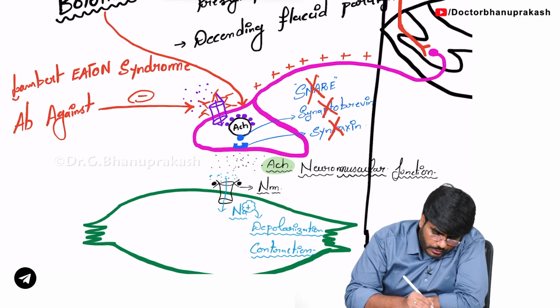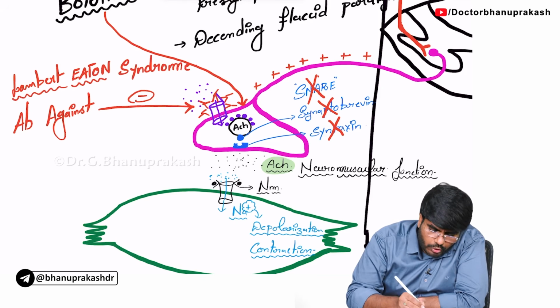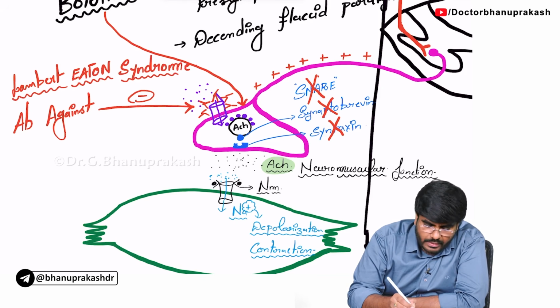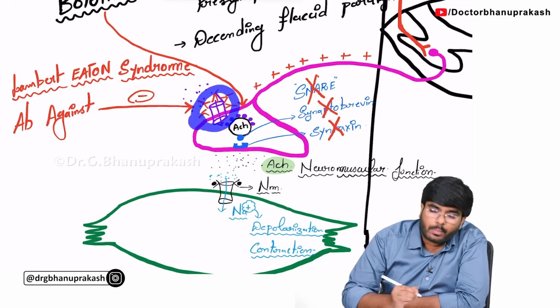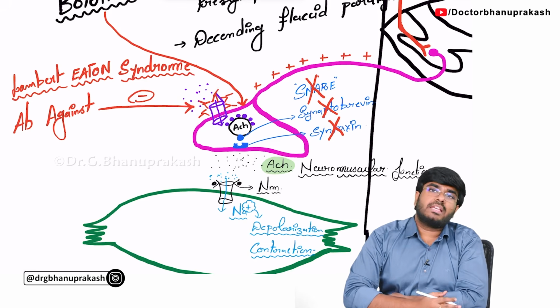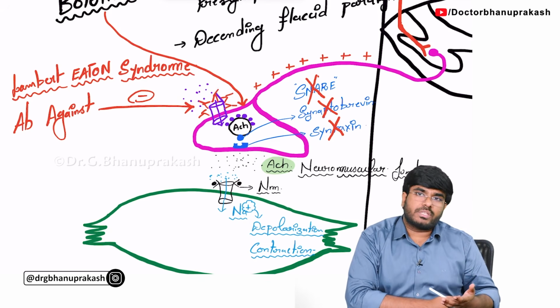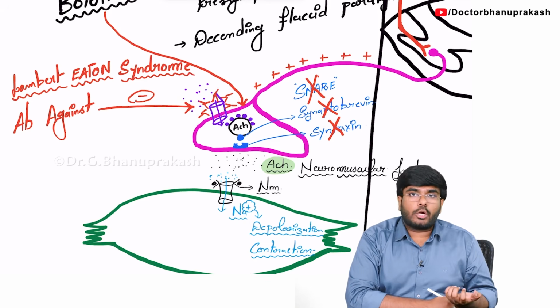Lambert-Eaton syndrome. So tell me what exactly is happening in Lambert-Eaton syndrome. It's an autoimmune disease where the antibodies are produced against the voltage gated calcium channel. So no calcium, without calcium no exocytosis, and without exocytosis the contraction of the muscle is not going to happen.